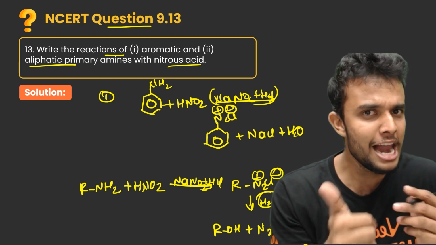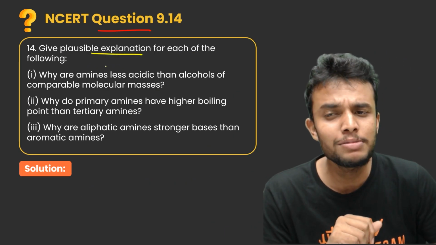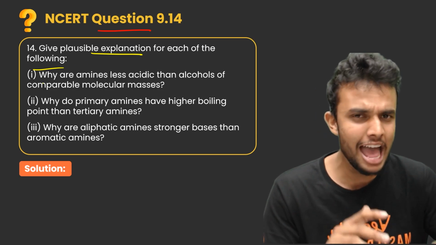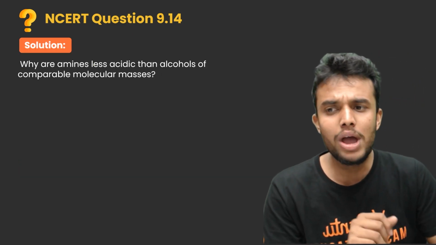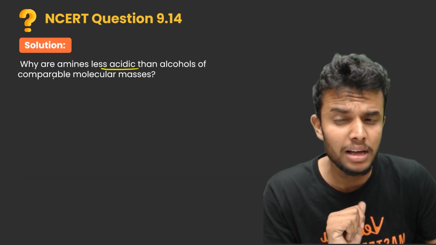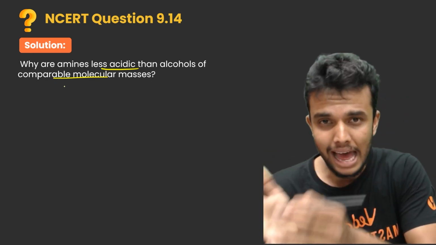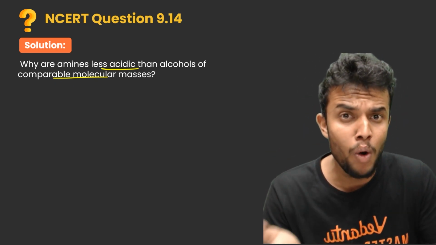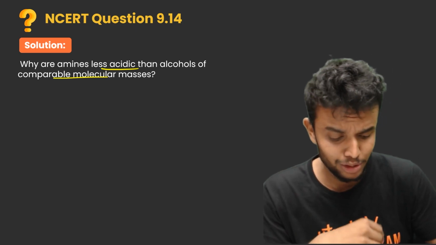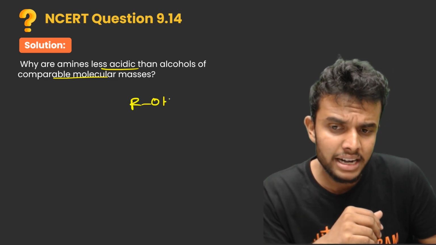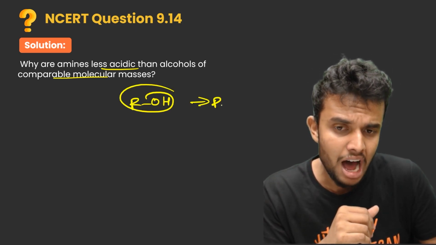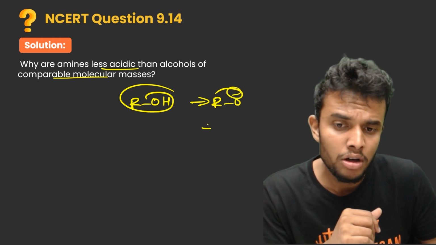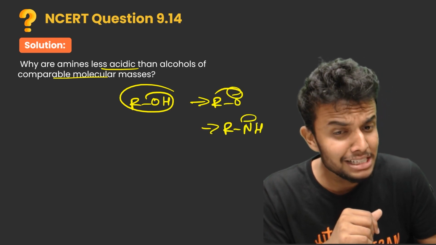If you have any doubt, let me know in the comment section. Give plausible explanation for each of the following. First one: why are amines less acidic than alcohols of comparable molecular masses? Both have comparable molecular masses, but why? Alcohols are more acidic. What is the structure of alcohol? ROH, right? It forms RO minus, and amines form RNH minus.